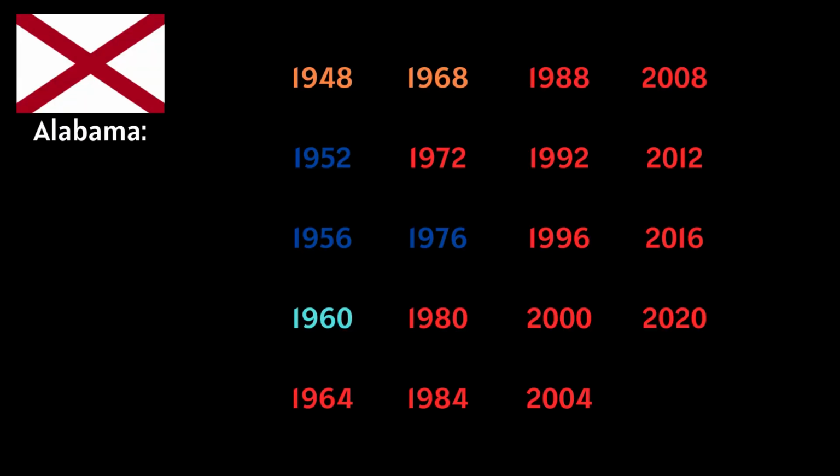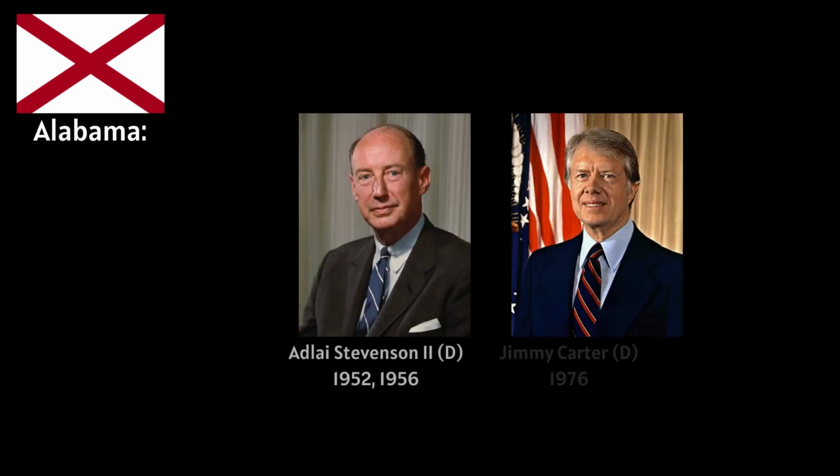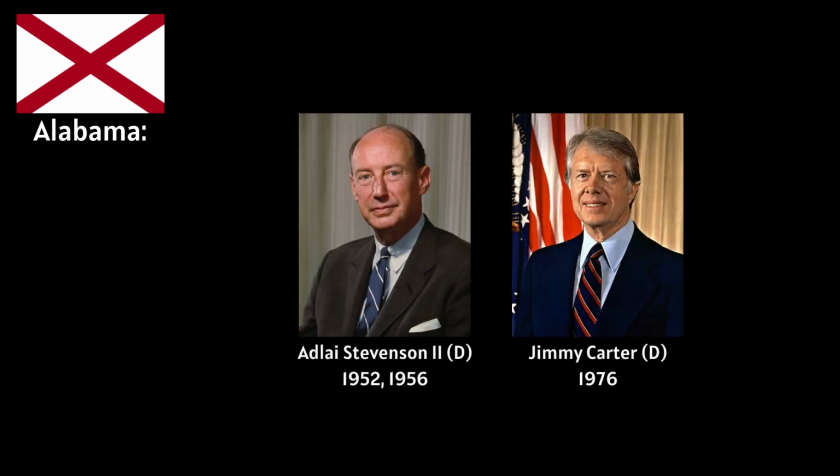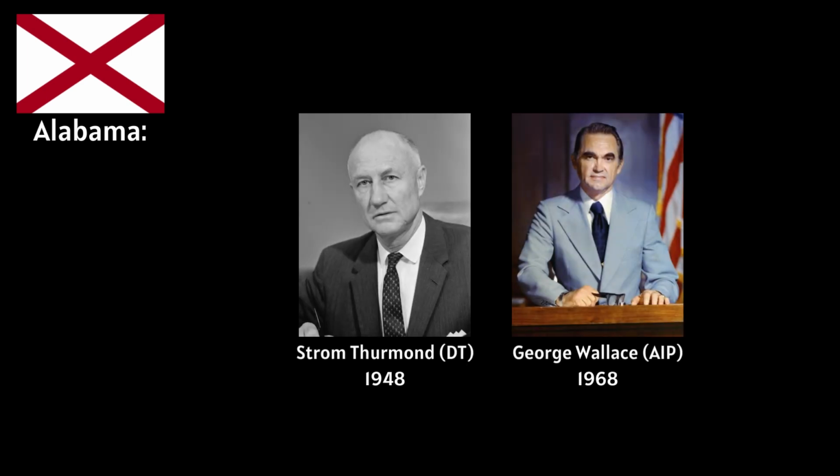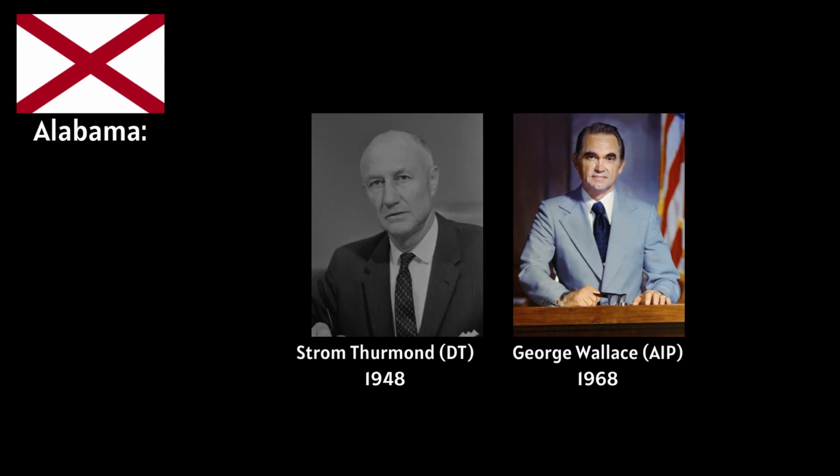Alabama is currently a Republican stronghold, with Alabama voting red in 13 elections, voting blue in 3 elections, and voting for an independent or third-party candidate in 3 elections. The only Democrat wins in Alabama were for Adlai Stevenson II in 1952 and 1956, as well as Carter in 1976. In 1948 and 1968, Alabama voted for a third-party far-right candidate who ran in hopes of conserving segregation.